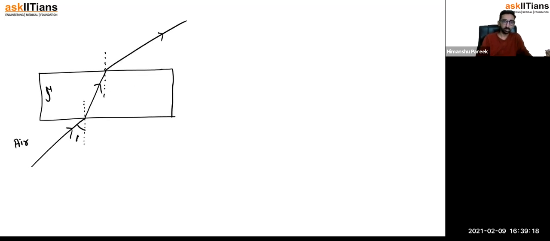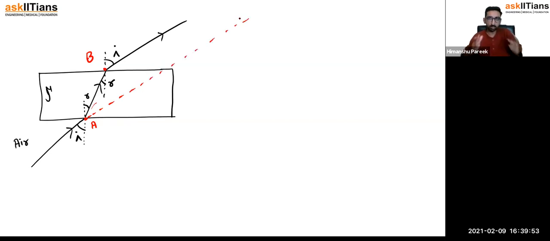So if I say this angle is I, then I don't think you have any confusion if I say this angle is also I, because I and E are the same. And let's say this angle is R, so this angle would also be R. They both are the same angle, right? And now let us do some naming also. If I say this is point A, let's say this is point B. Okay. Now, our target is basically to find out the displacement, or the distance, between the two rays.